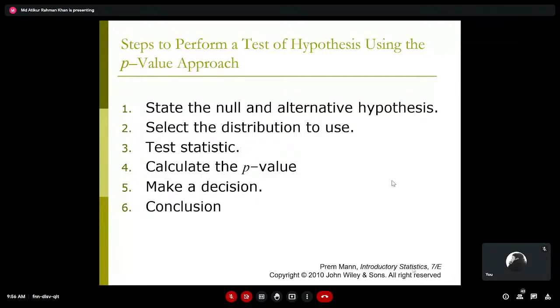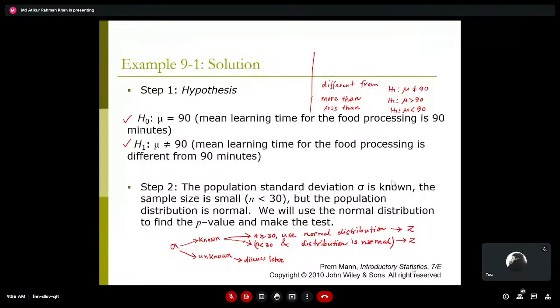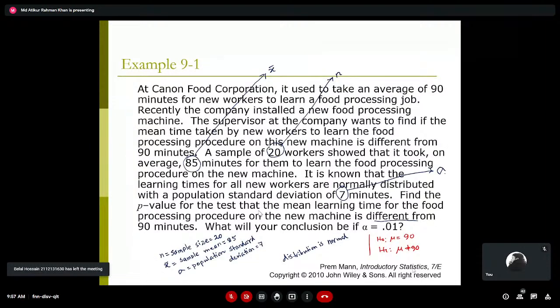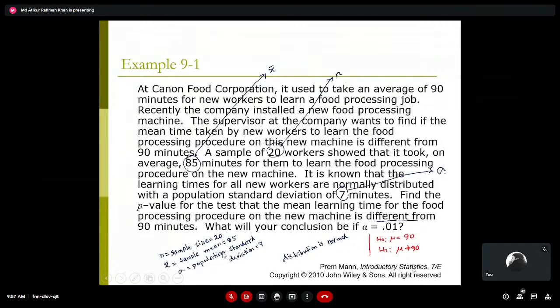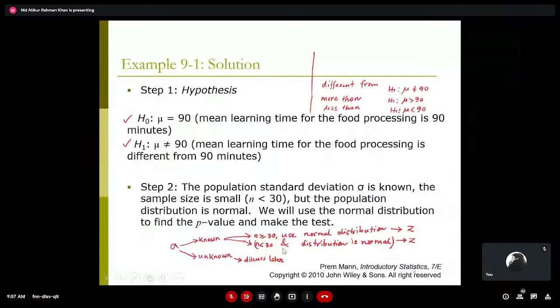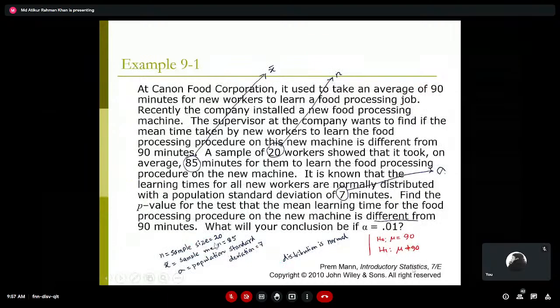We have learned that when we do the hypothesis test, we need to define the null and alternative hypothesis, which we have done here. Then we decided about the distribution to use for this test. So how to make the decision for distribution? We can follow this criteria. Based on the information we got, we identify that sigma is known, then what is the value of n? Sample size is 20, this means n less than 30.